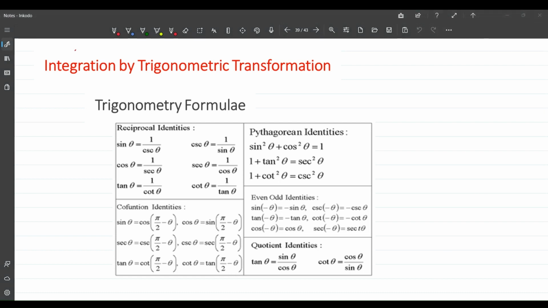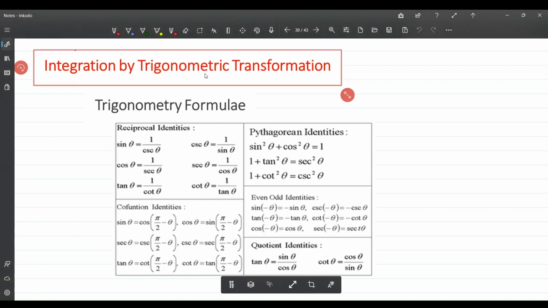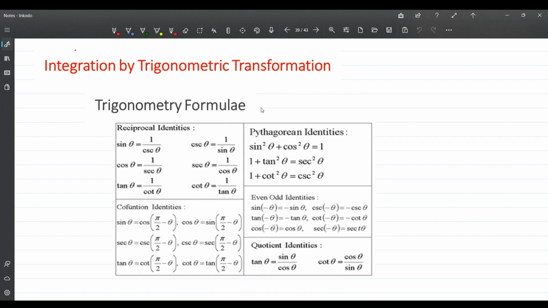Hello all. Our next topic in the integration is integration by trigonometric transformation. Means what? We have to apply some trigonometric formula to convert the given problem into standard trigonometry, and then we have to solve. For this, first we have to know some trigonometric formulas.